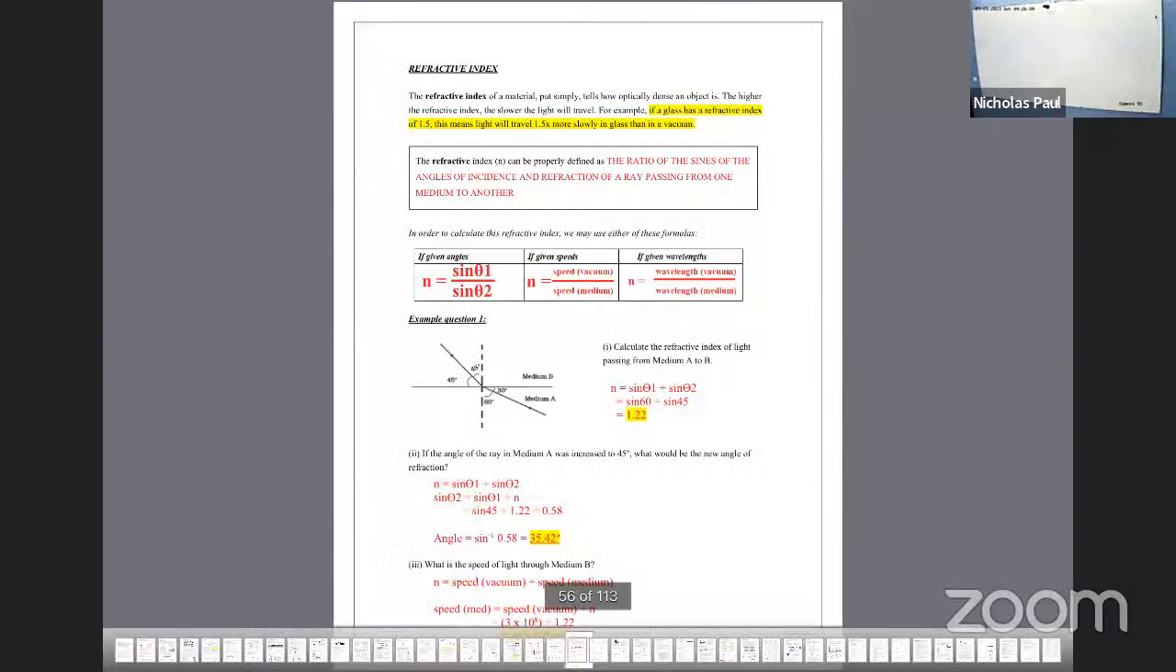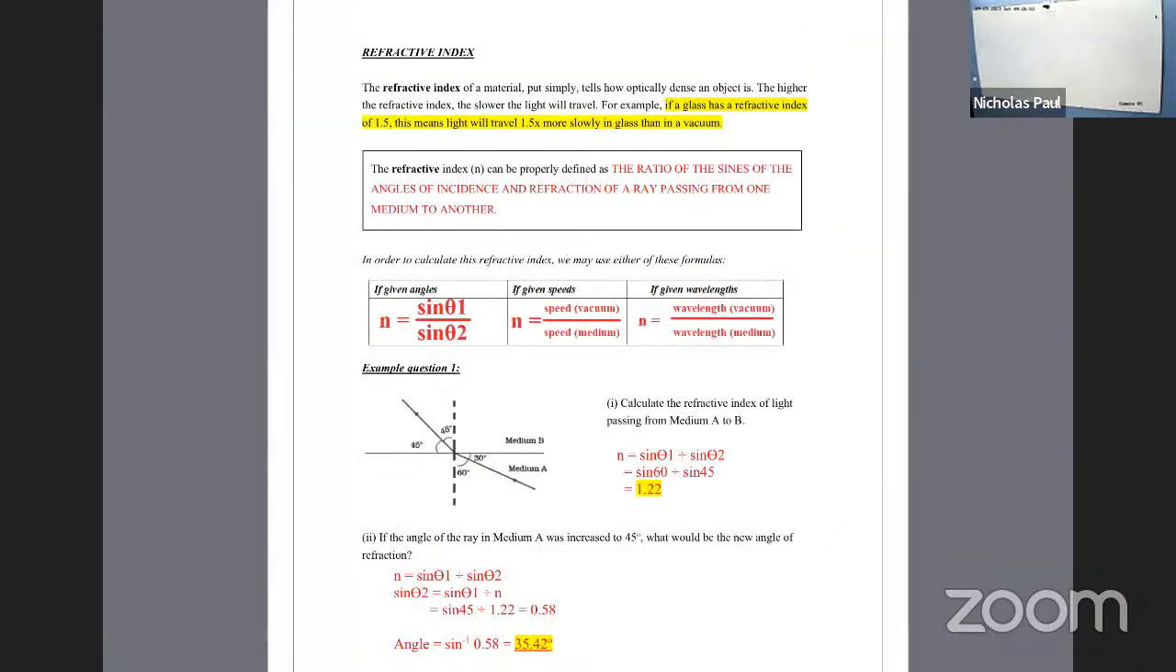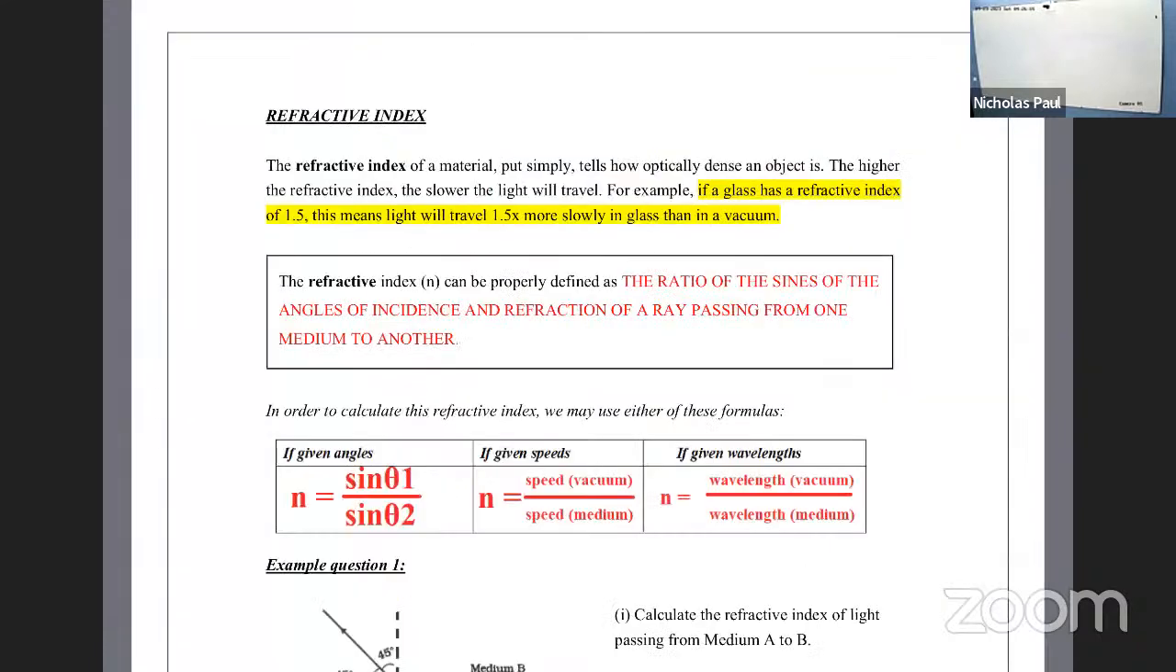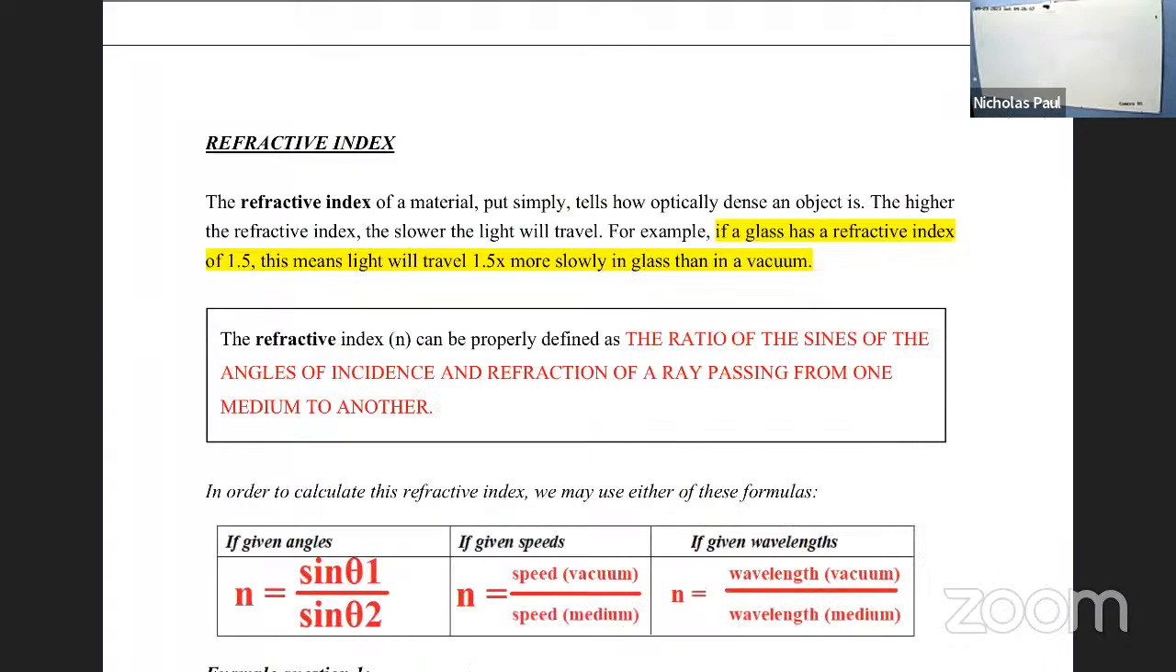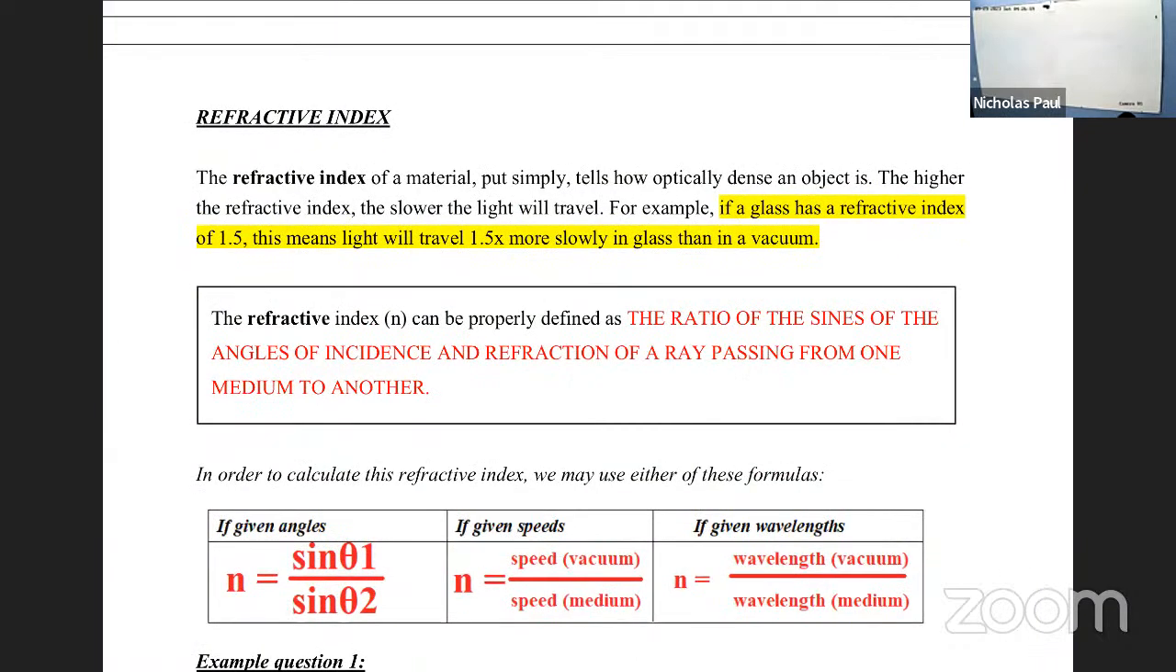So you may call it the refractive index. And then we're going to try some questions on it.